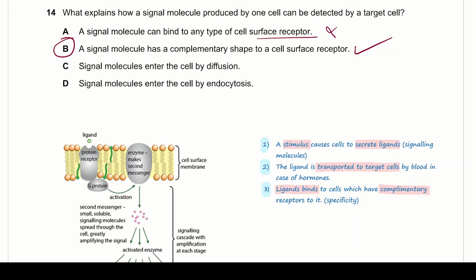C. Signal molecules enter the cell by diffusion. Not always. Actually, only if it's non-polar can it enter by diffusion, but we cannot guarantee that all signaling molecules are non-polar because there are polar signaling molecules. If the signaling molecule is non-polar, then it could diffuse through the hydrophobic core. So this is incorrect. D. Signal molecules enter the cell by endocytosis. This is also incorrect because it can only enter by endocytosis if it also has a complementary receptor. So the answer is going to be B.